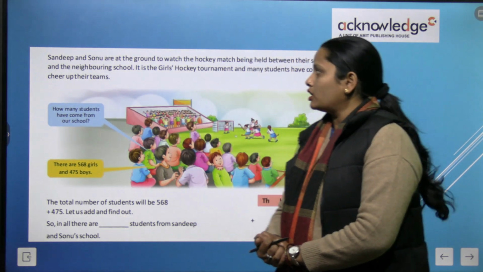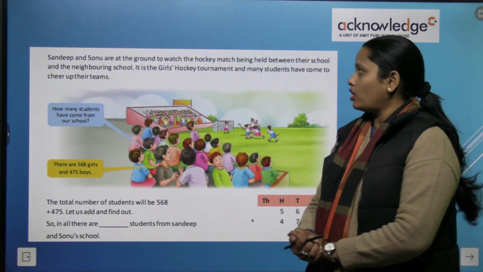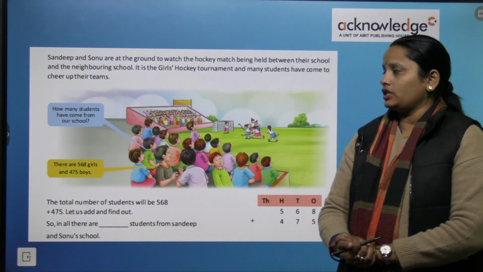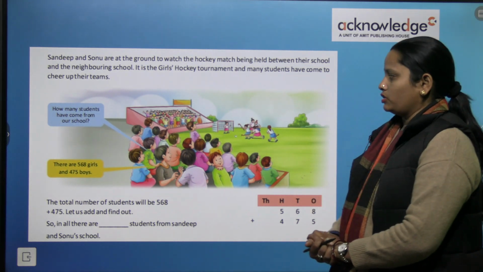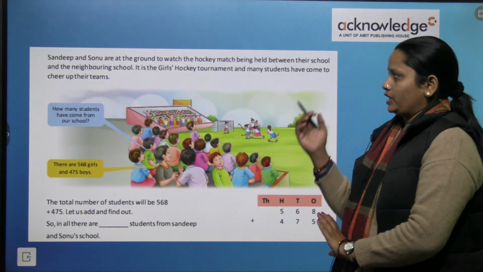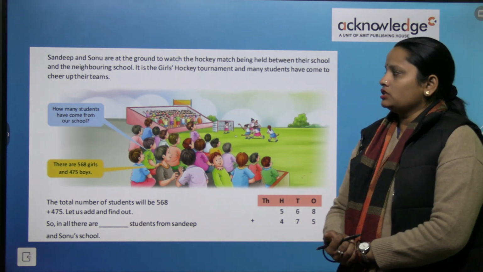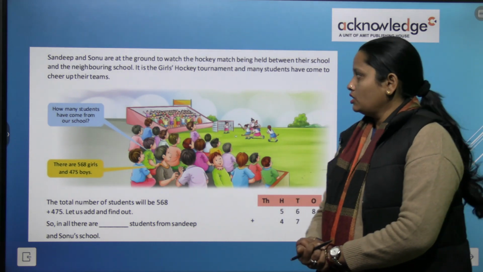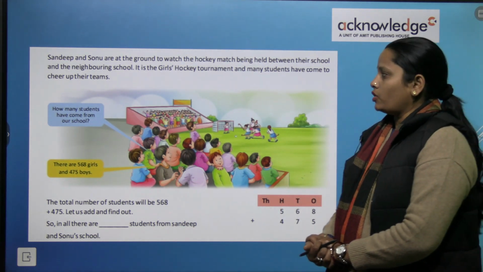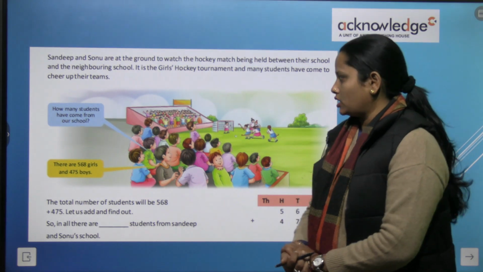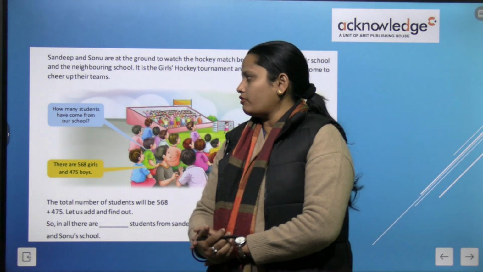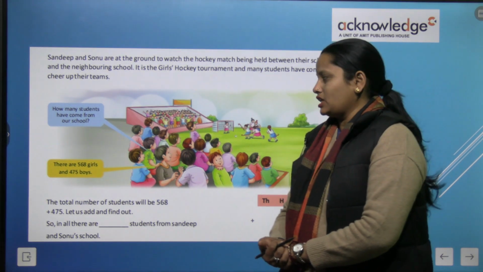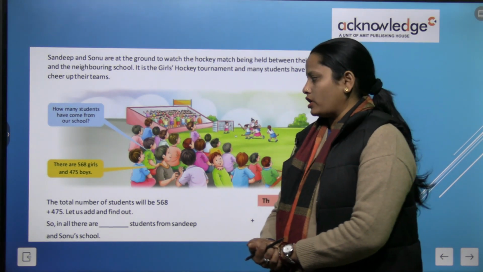Sandeep and Sonu are at the ground to watch hockey match being held between their school and the neighboring school. So hockey match हो रहा है उनके स्कूल और neighboring school के बीच में. It's the girls hockey tournament and many students have come to cheer up their team. So एक girls hockey tournament है और बहुत सारे बच्चे आए हैं टीम को cheer करने के लिए. How many students have come from our school? एक बच्चे ने पूछा. There are 568 girls and 475 boys.